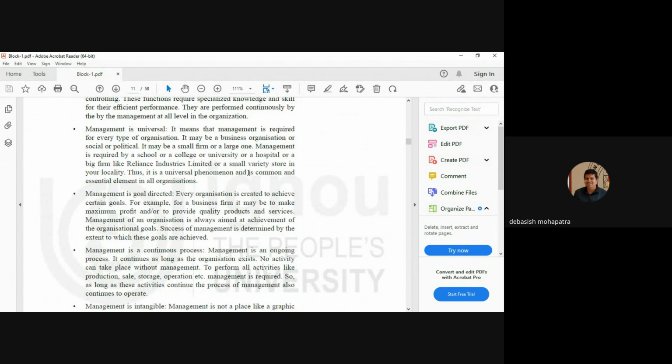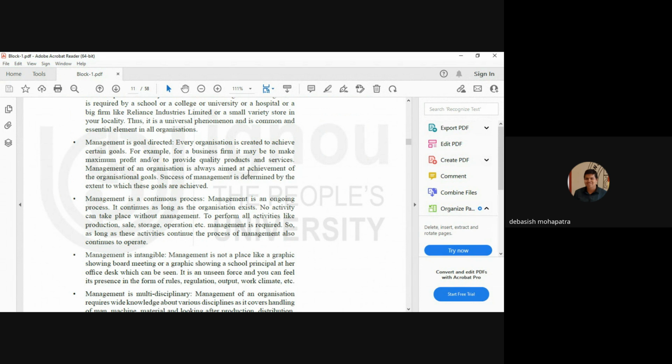Management is goal directed, means every organization is created to achieve certain goals, and that goal can only be achieved when we manage it properly. So success of management is determined by the extent to which those goals are achieved. Then management is a continuous process, means it is an ongoing process. It continues as long as the organization exists; if the organization is there, management will be there. Without managing it, you cannot run the organization.